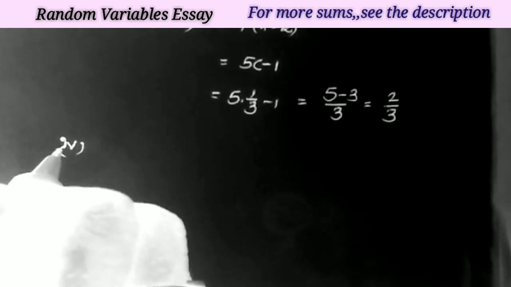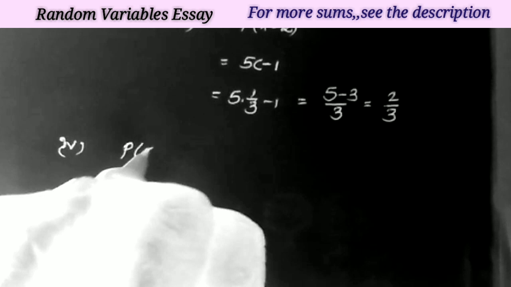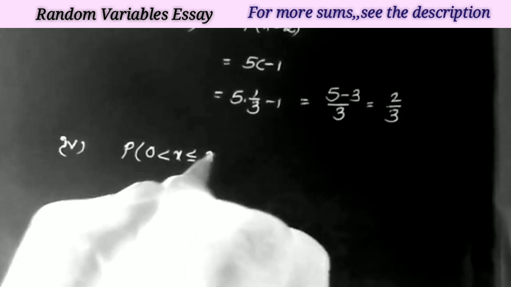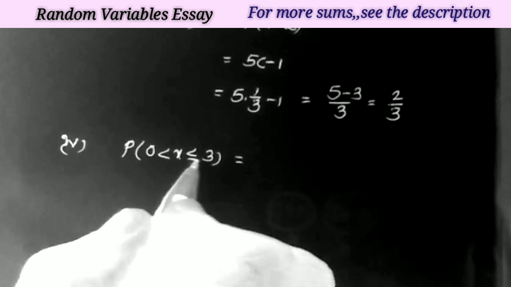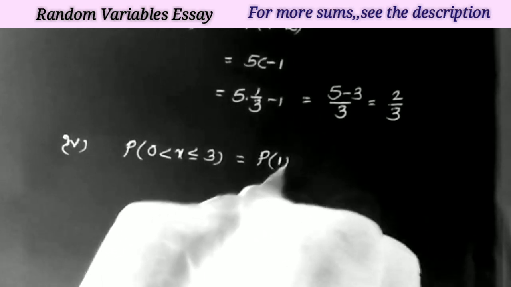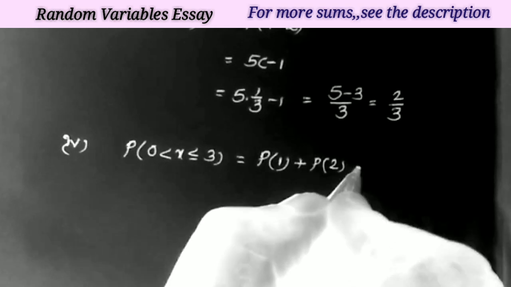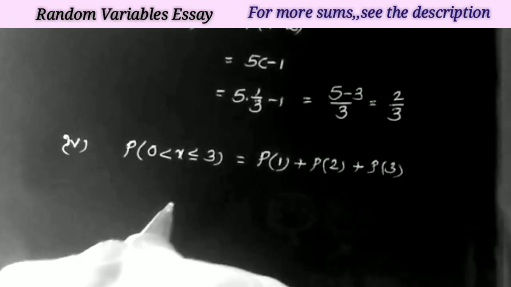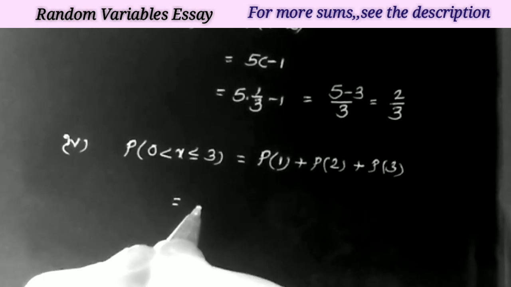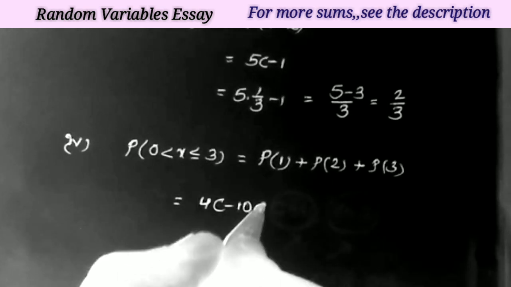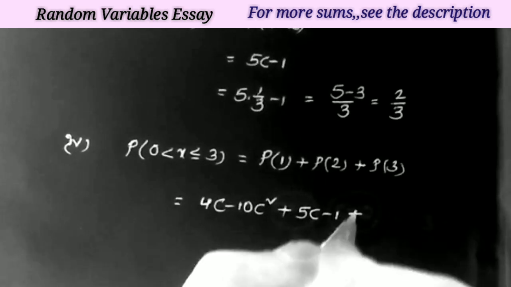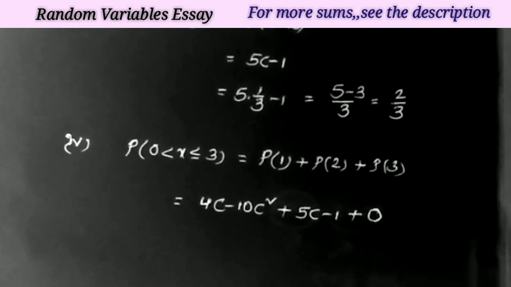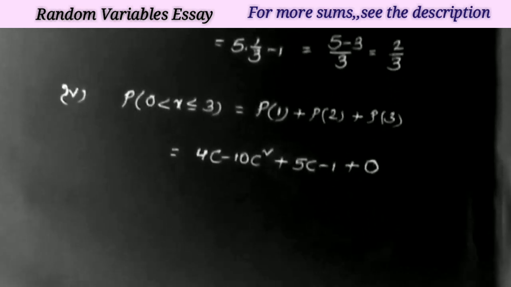And the last answer, the fourth one, what is the question? P of 0 less than x less than or equal to 3. Now we want the values which lie between 0 and 3, including the value 3. So P of 0 to 3, what are the values that lie between 0 and 3? P of 1 plus P of 2 plus P of 3. Now what is given? P of 1 in the given question is equal to 4c minus 10c square, and P of 2 is equal to 5c minus 1, and P of 3 value is not given in the question, so we take that value as 0.